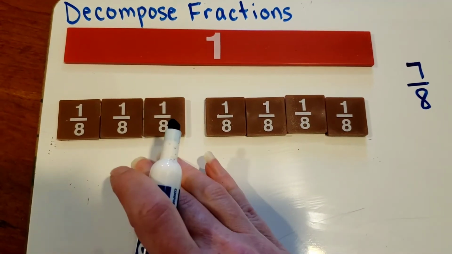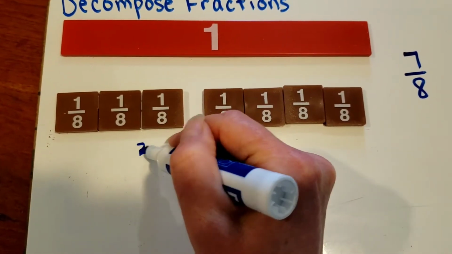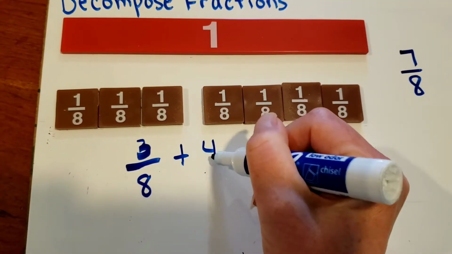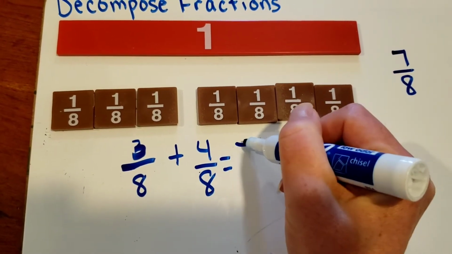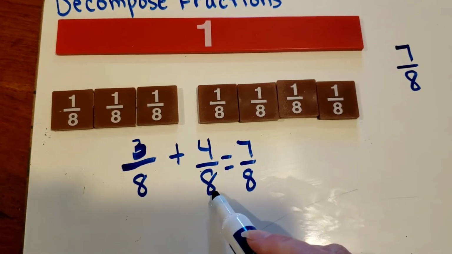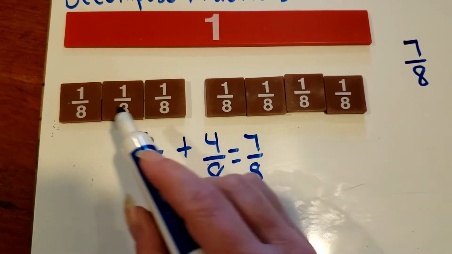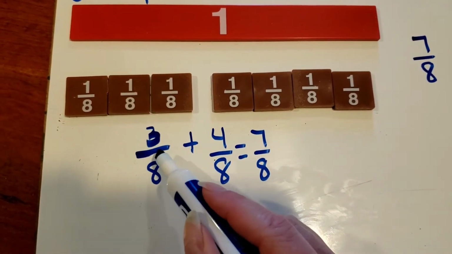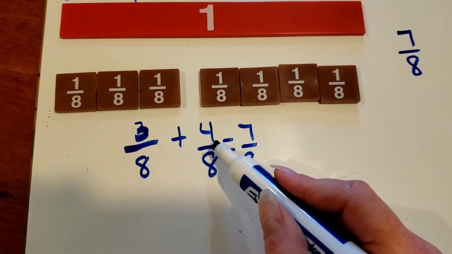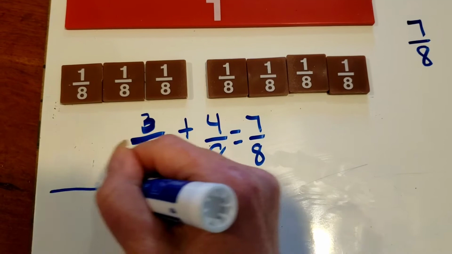I have 3/8 plus 4/8. So if I have 3/8 and I add 4/8 to it, I have a total of 7/8. And again, my denominators are the same because this is all broken up into 8 equal parts to make the whole. My numerators, I took 3 tiles and put them together to make 3/8, 4 tiles and put them together to make 4/8. And when I added the parts together, 3 plus 4 is 7. So that gave me 7/8.